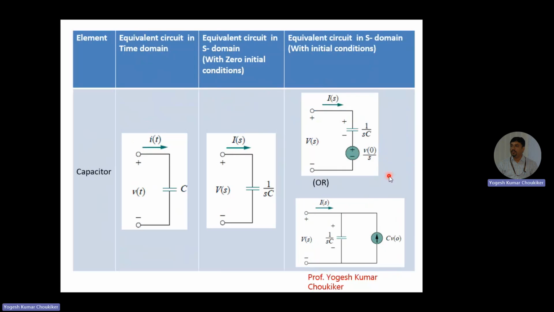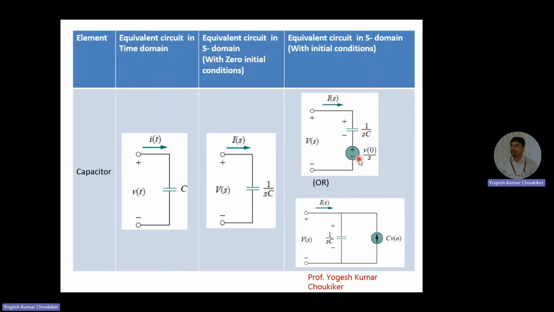Now for the case of the capacitor, for the equivalent circuit model, you can see v(t) in the time domain, and i(t), the current in the time domain, flowing through the capacitor. We apply Ohm's law and calculate the value for the capacitor. With the zero initial condition, v(t) becomes V(s), i(t) becomes I(s), and then we have the value 1/(sC).